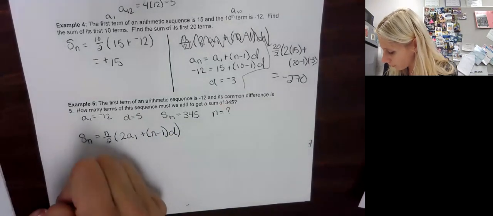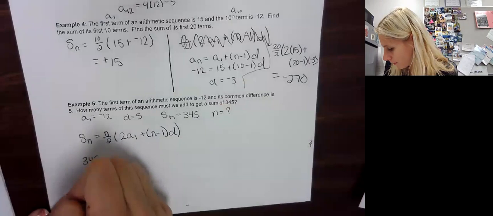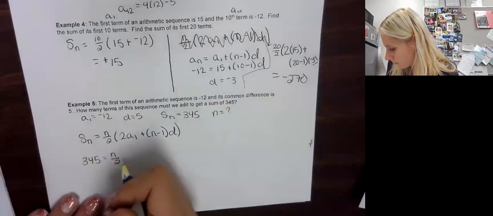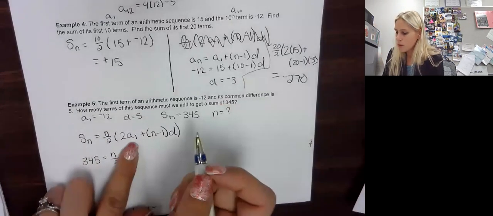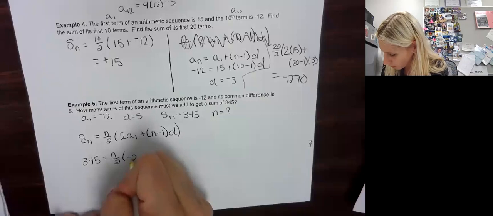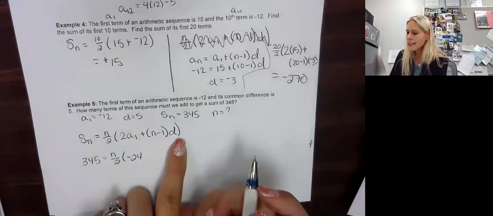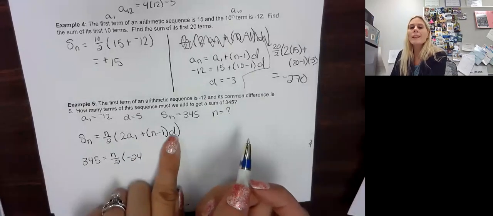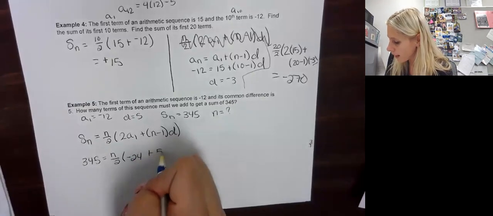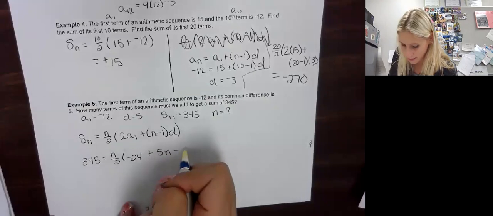So we have 345 equals n divided by 2 times 2 times a subscript 1, which would be negative 24. Now d is 5, guys. So I'm going to distribute that 5 out. So plus 5n minus 5.